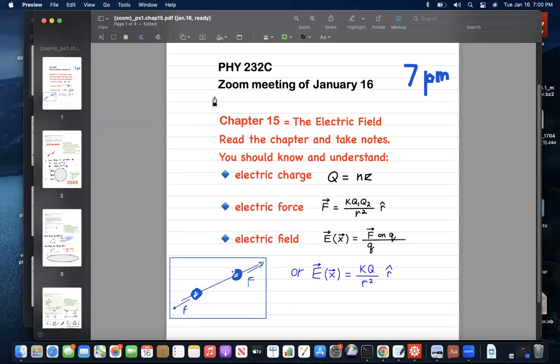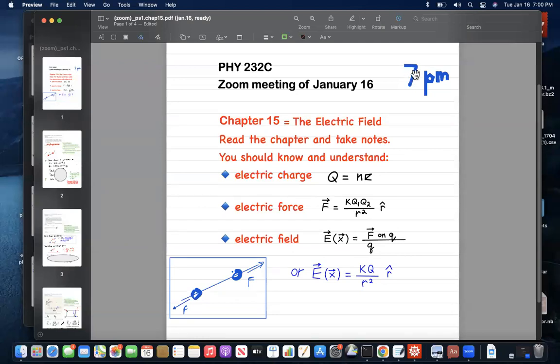Okay, so here's the Zoom meeting for Physics 232C. This will be the Zoom meeting to go over Chapter 15 and some of the homework problems in problem set 1. We'll always have the Zoom meetings Monday at 7 p.m., except for today. Today it's Tuesday at 7 p.m.